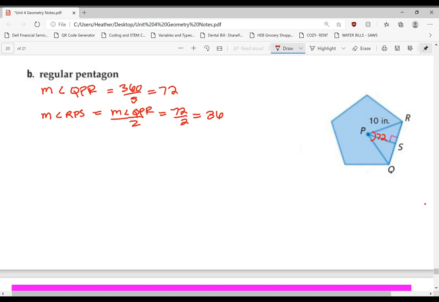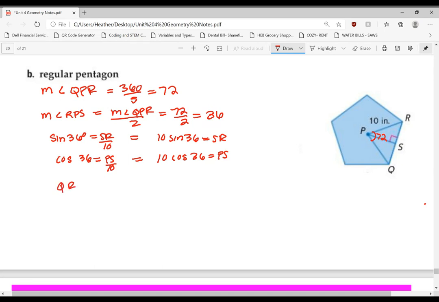Using ratios to find the side length and apothem of the polygon. This is what we have. Sine of 36 degrees is equal to SR over 10. This is the same as saying 10 sine 36 is equal to SR. And then we have cosine of 36 is equal to PS over 10, which is the same as saying 10 cosine 36 equals PS.